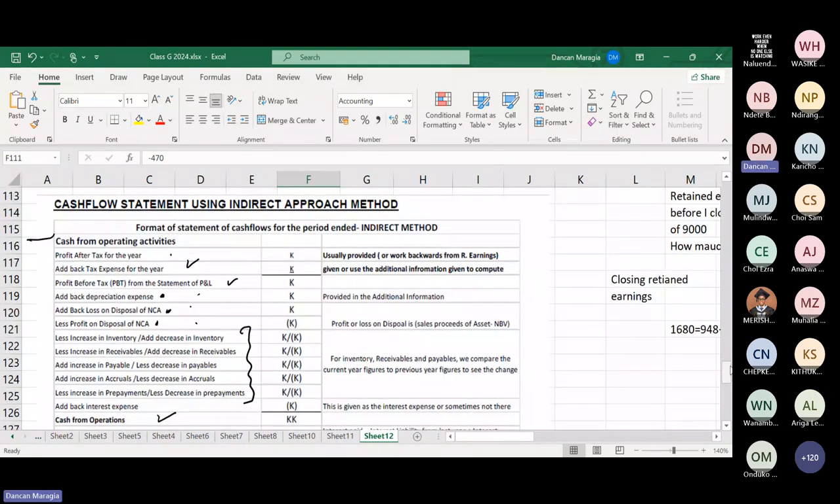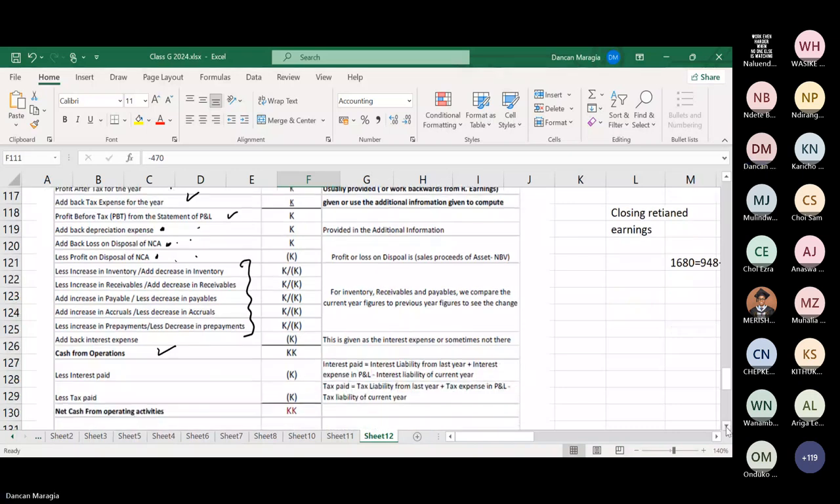So in short, we were still following this format here. Once you have added back loss on disposal and less profit on disposal, you are to adjust for inventory, receivables, payables, accruals, prepayments, and add back any interest expense. For these figures, you just compare current year figures with previous year figures. If you are given financial statements, of course, you can compare. If not, try to check any other information you have been given.